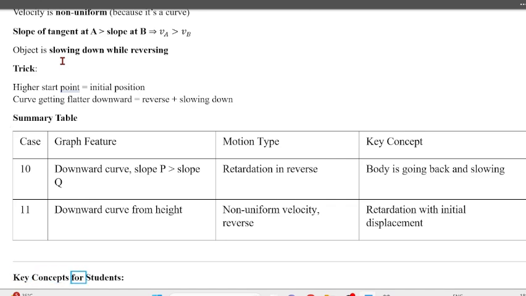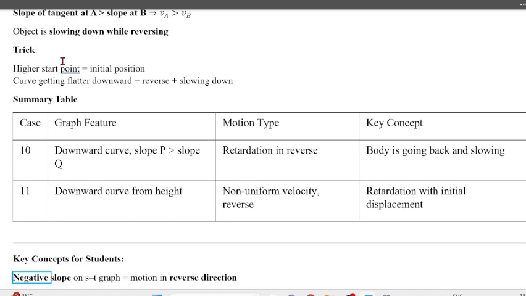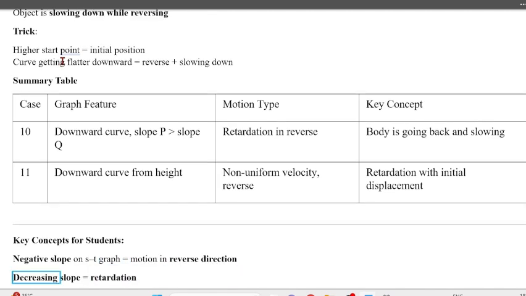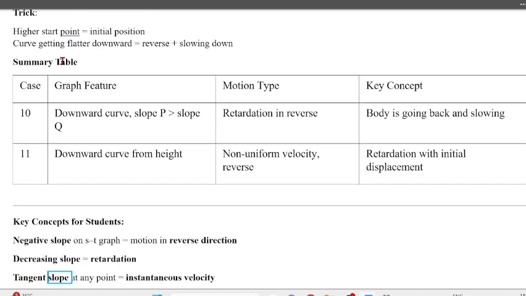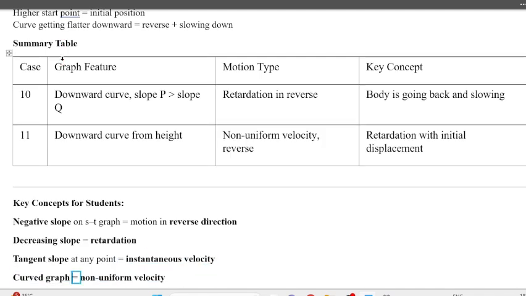Key concepts for students. Negative slope on an s-t graph means motion in the reverse direction. Decreasing slope means retardation. The tangent slope at any point is the instantaneous velocity. A curved graph means non-uniform velocity.